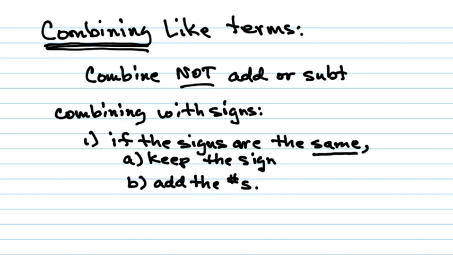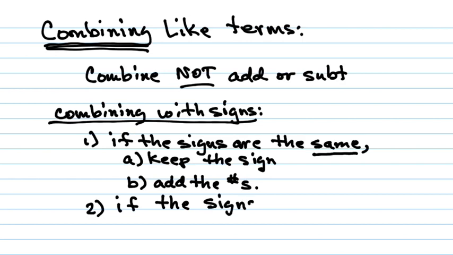Now, the other rule for combining says that if the signs are different, what does it mean if the signs are different? One of them is positive and the other is negative. Or the other way around.